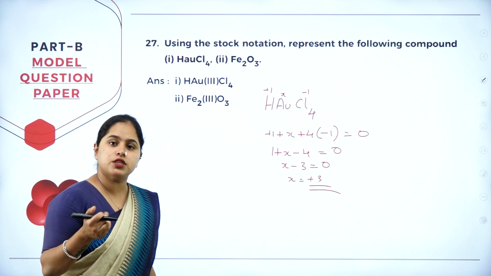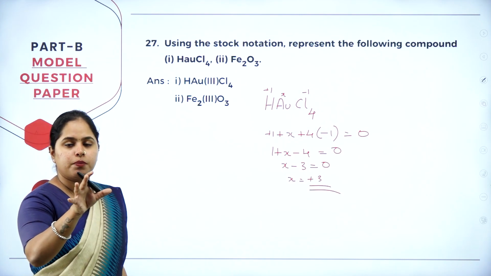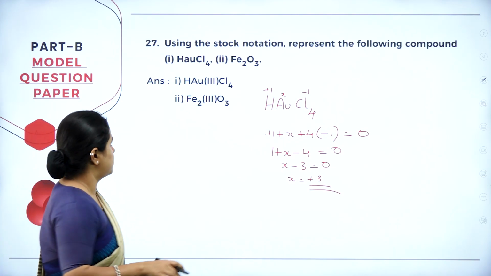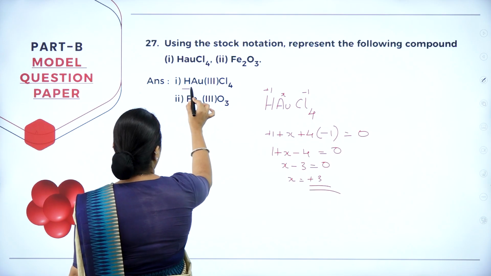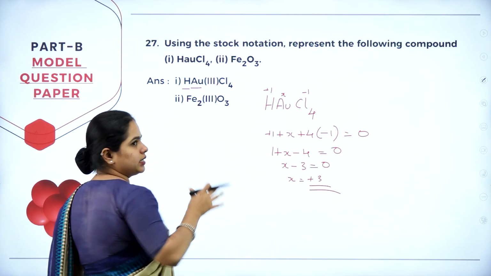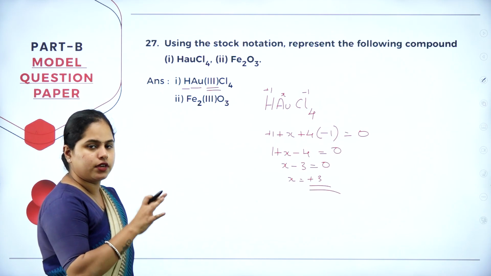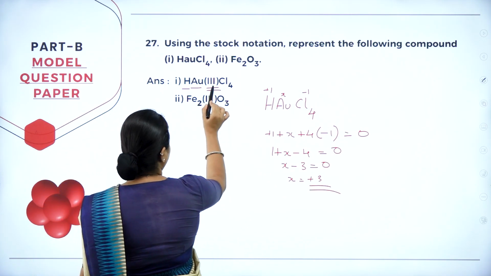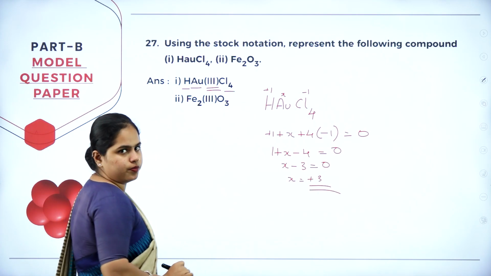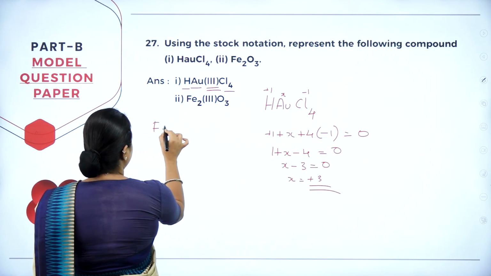If we have to represent in stock notation, we have to represent it in Roman numerals, right? So as you can see, HAu, after writing the symbol of the metal, you have to represent in Roman numerals whatever is the oxidation number. So it was 3, so we will write III here, then Cl4. Right, moving on to the next one, Fe2O3.